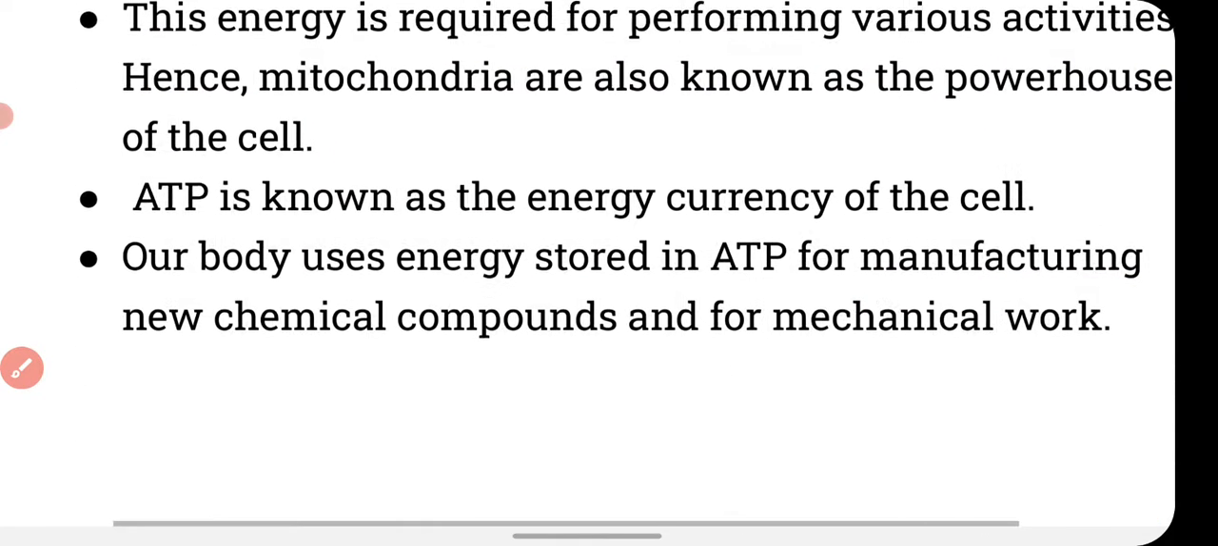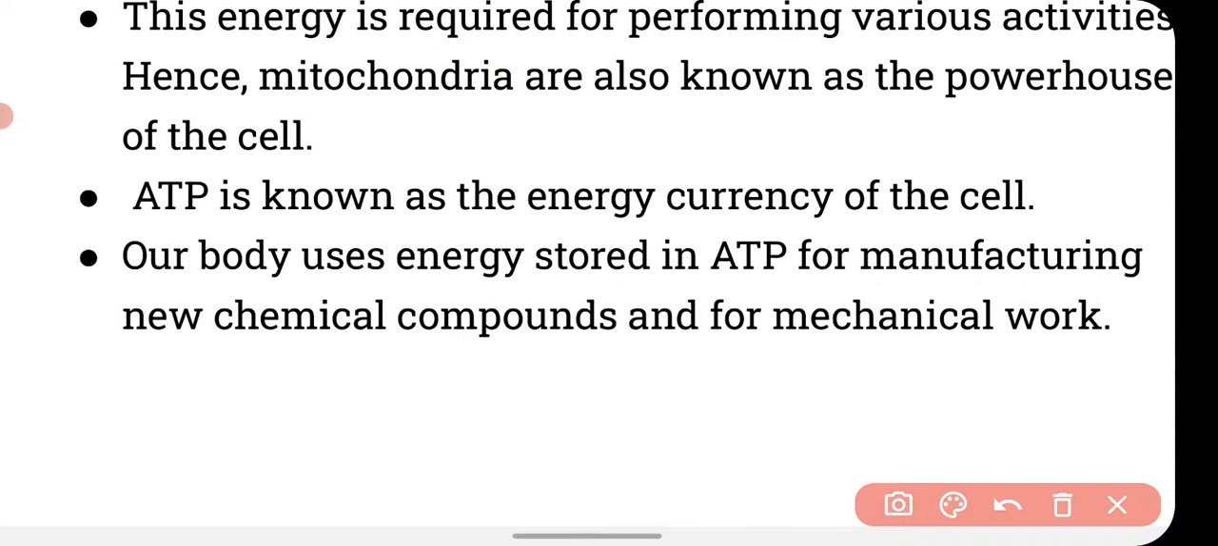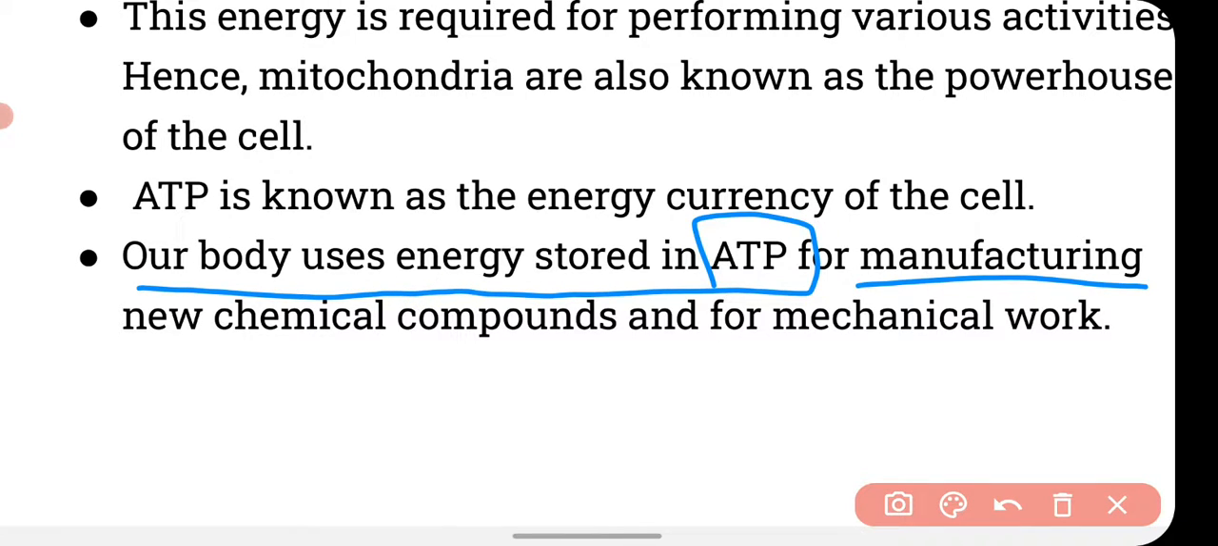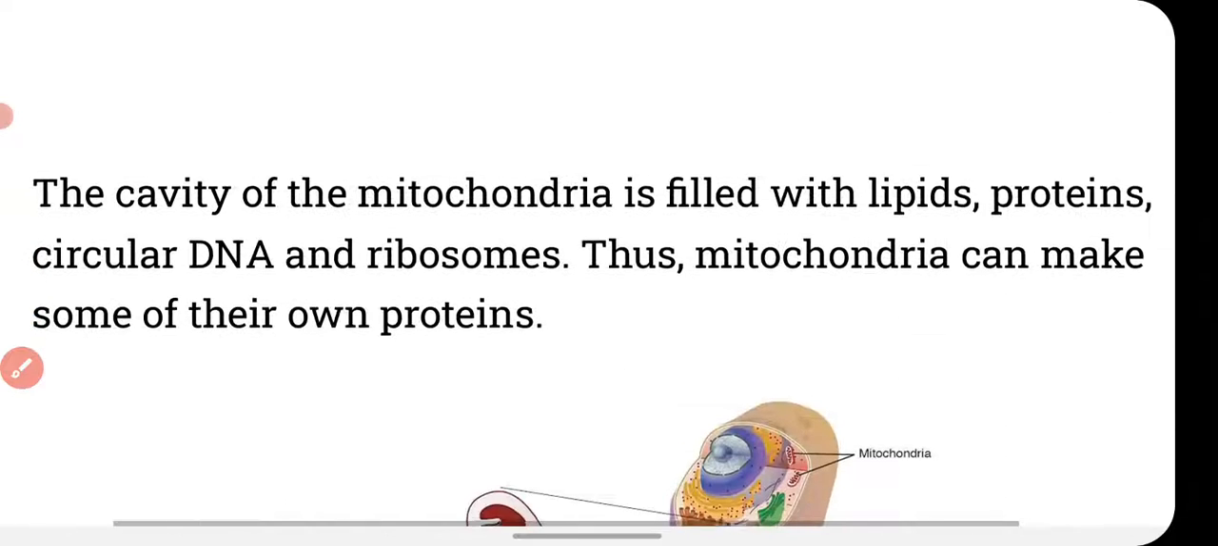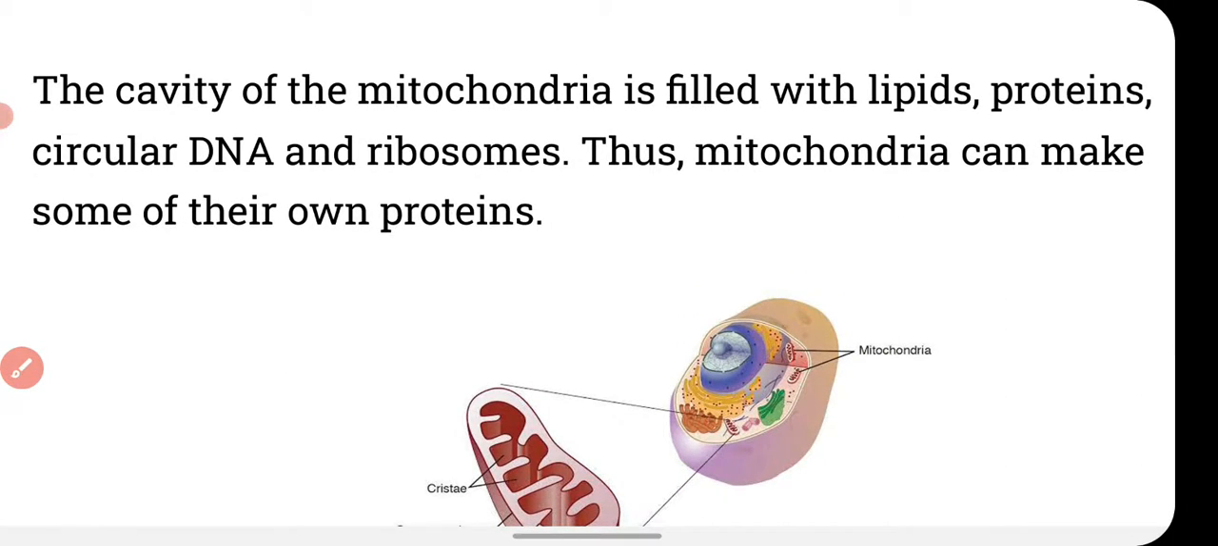And ATP is known as the energy currency of the cell, because at the end of respiration, whatever energy is produced by the mitochondria is stored in adenosine triphosphate, and that's why ATP is known as the energy currency of the cell. Our body uses energy stored in ATP for manufacturing new chemical compounds and for chemical work. The cavity of the mitochondria is filled with lipid, protein, circular DNA and ribosomes.